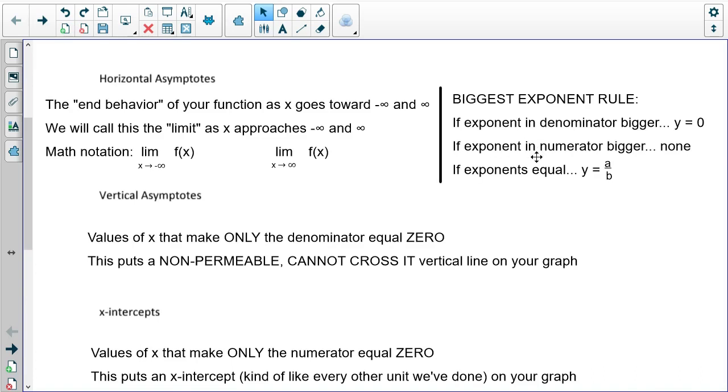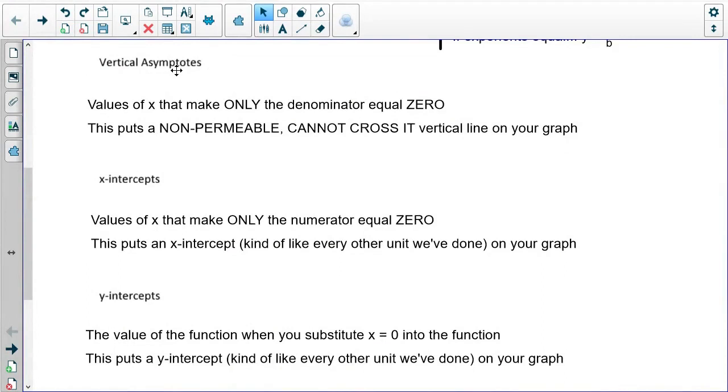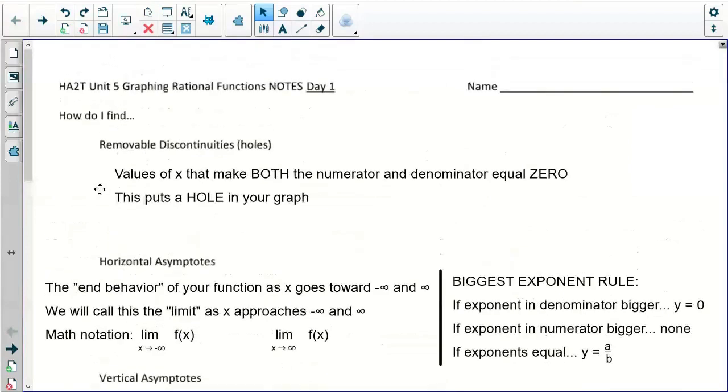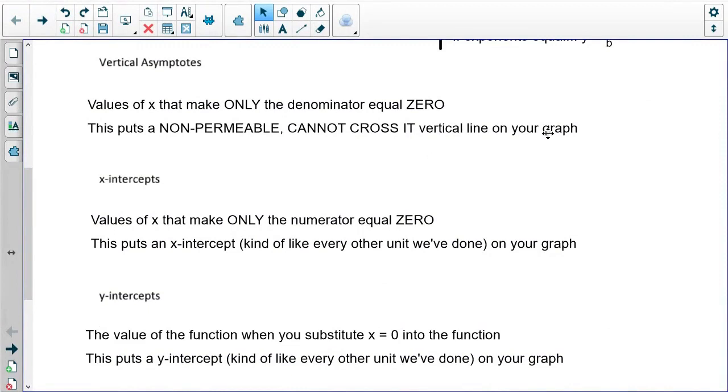If the biggest exponents in the numerator and denominator are equal, then the horizontal asymptote is y equals a over b, where those are just the leading coefficients of the numerator and denominator. And we'll show you examples as we move along. Vertical asymptotes are values of x that make only the denominator equal to 0. So that contrasts with holes that had both the numerator and denominator equaling 0, which in other parts of this chapter, we would have canceled off when we had a removable discontinuity. A vertical asymptote is only when the denominator is 0.